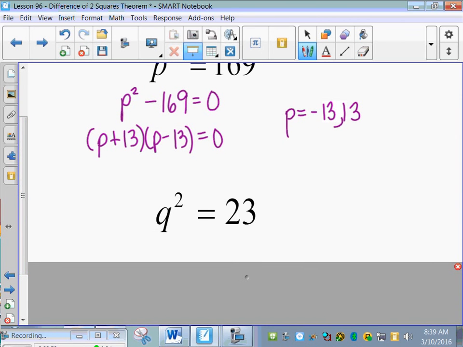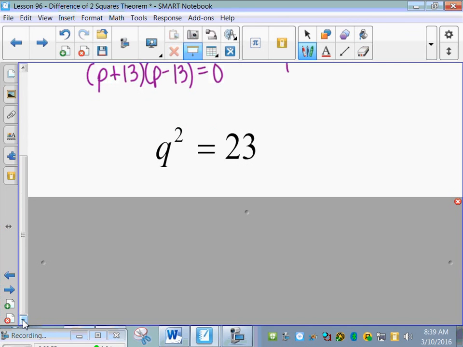All right, q squared equals 23. Okay, is there a square root of 23? So we cannot actually factor this one. So we're going to do this one the algebraic way, all right? So we're going to take the square root of both sides to solve it. So q equals plus and minus the square root of 23.